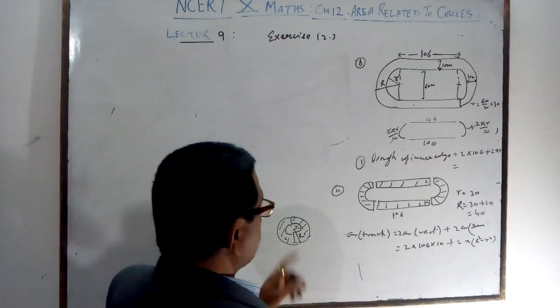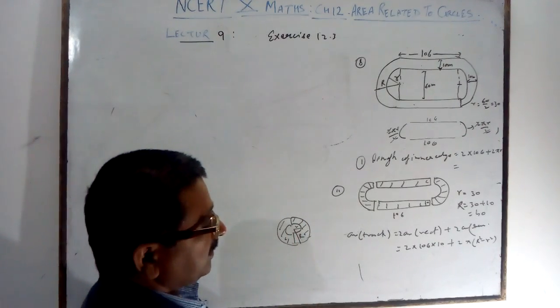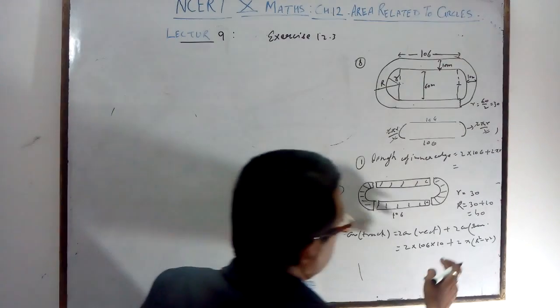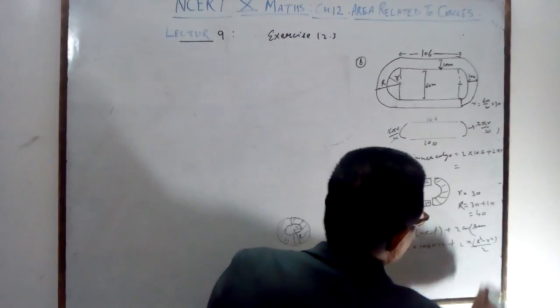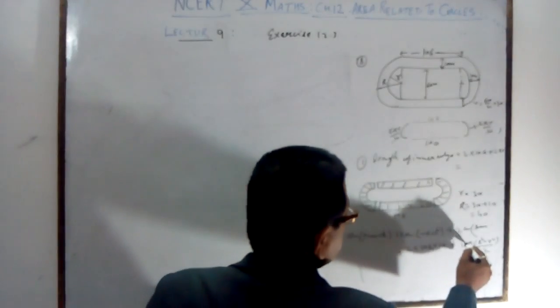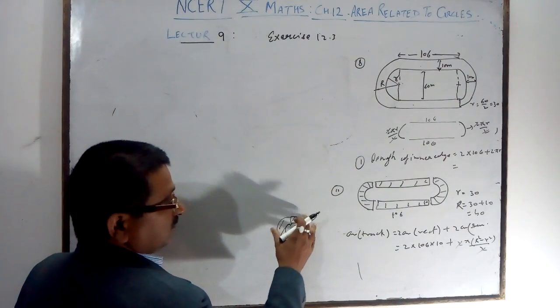2 pi capital R square by 2. The 2 cancels. So what will you get? Twice of this, this is half and the 2 will be cancelled here. This by 2, that you will get. Pi capital R square, then what will you cancel? 2 and 2 cancel. You are getting pi capital R square minus small r square.